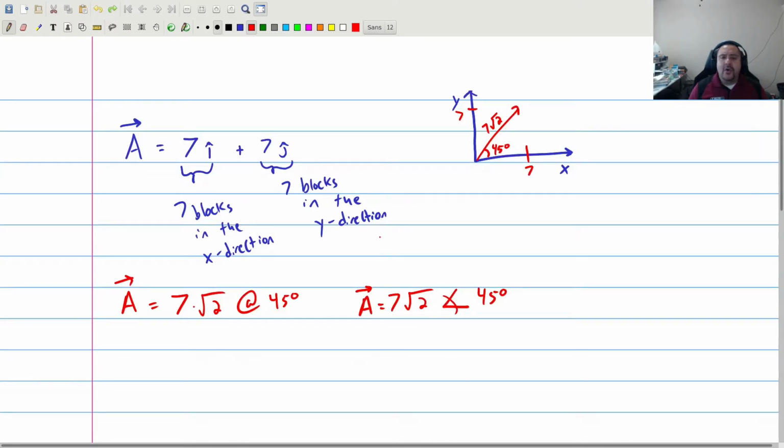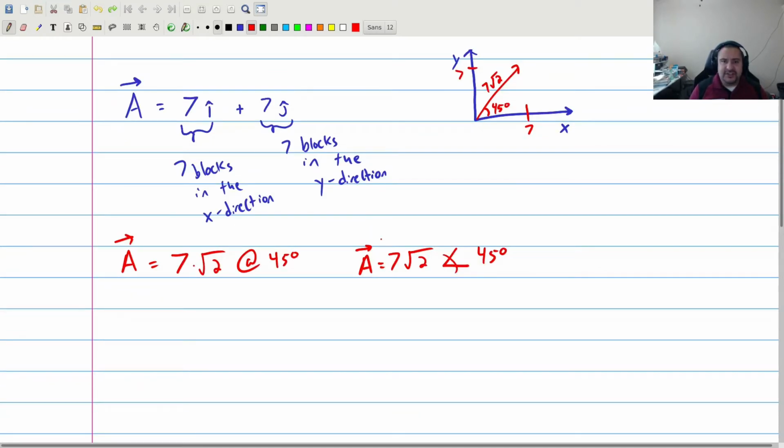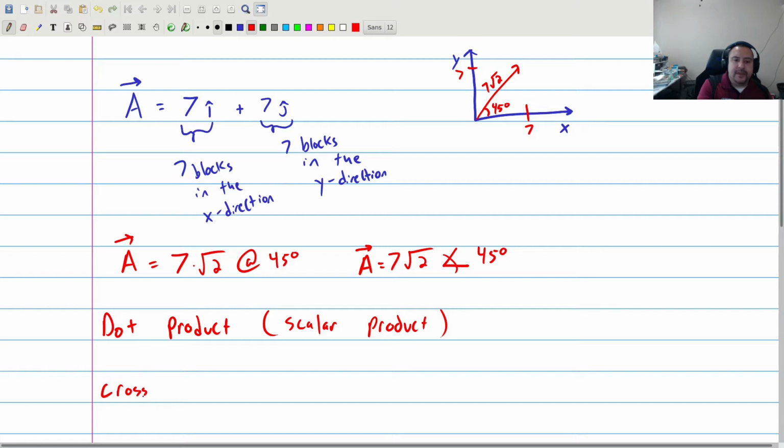Now, in order to be able to multiply vectors, there are two types of multiplication that we need to know. We have what we call a dot product, which is sometimes called a scalar product. We also have what we call a cross product, or sometimes that's called a vector product.